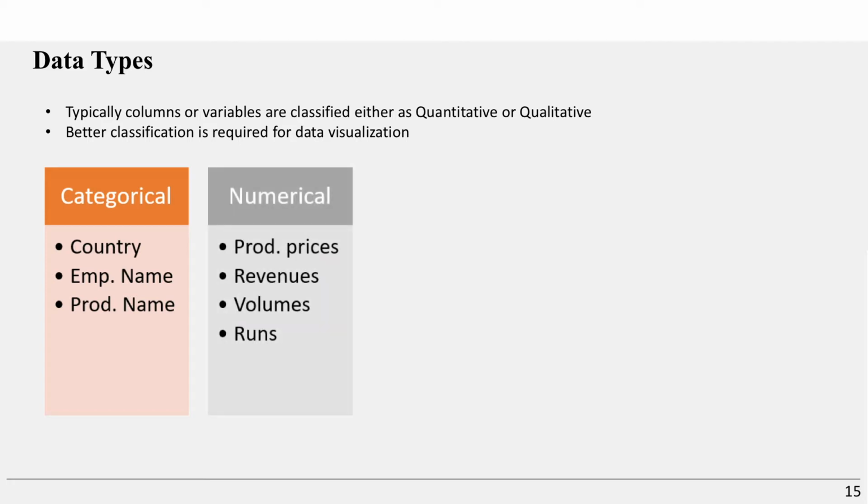Secondly, all numerical columns are considered as numbers or quantitative columns. Columns like product prices, revenues, volumes, runs, codes are typical examples of quantitative columns. Important numerical columns are also called KPIs, which stands for key performance indicators. KPI plays a vital role in data visualization because most of the analysis that we do will be in and around this particular KPI metric.